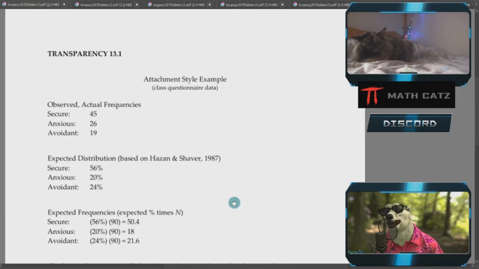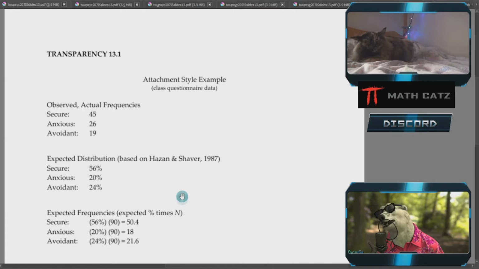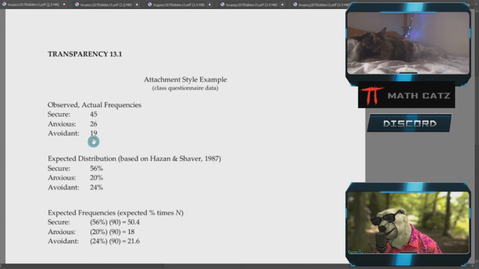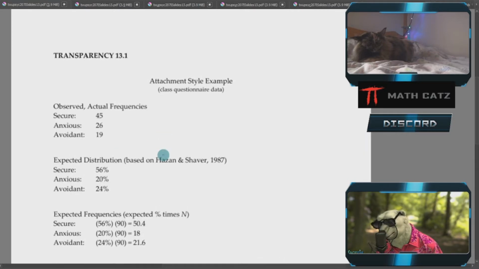So what we're going to do is we're going to see, well, based on our 90, if we add these up, I get 90 people in my survey. I want to then ask myself, well, what do I expect if this fit with the general public? And it's not actually different for this specific group of people.